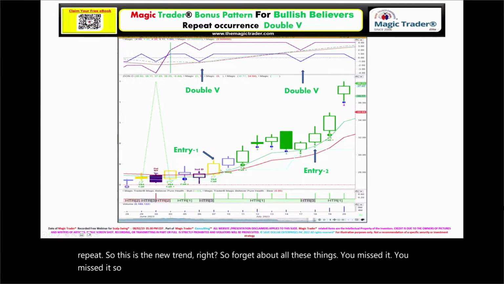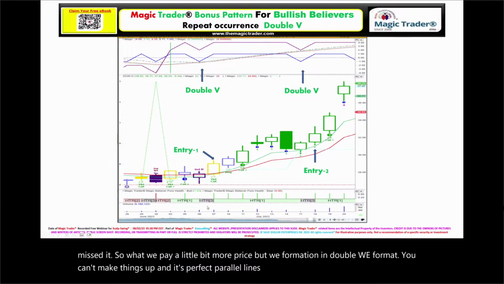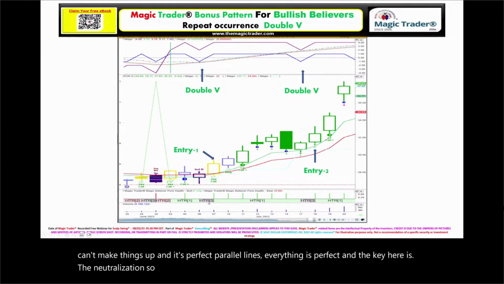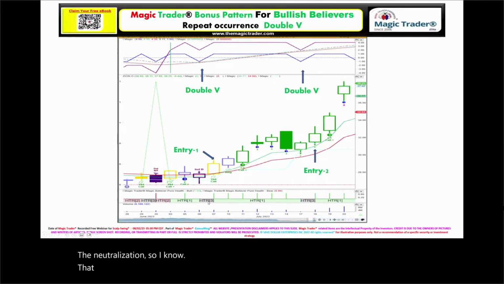So what? We pay a little bit more price, but a V formation in double V format, you can't make things up. And it's perfect parallel lines. Everything is perfect. And the key here is the neutralization. So I know that all selling is done. I don't think this technology exists with such confidence. You could tell it, we have the pattern for these things.